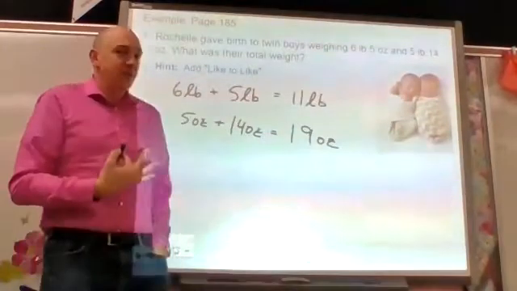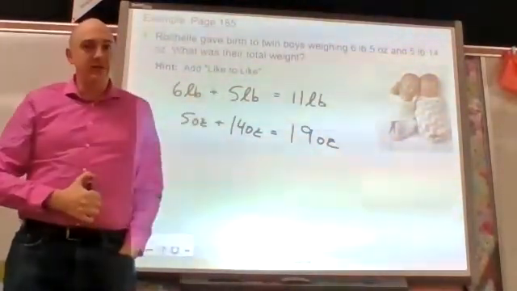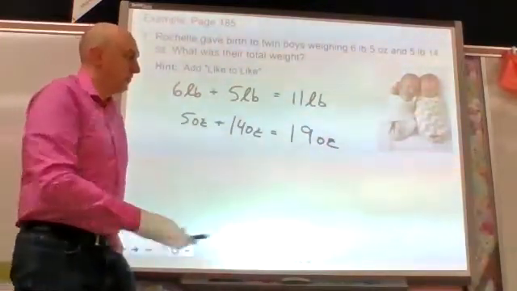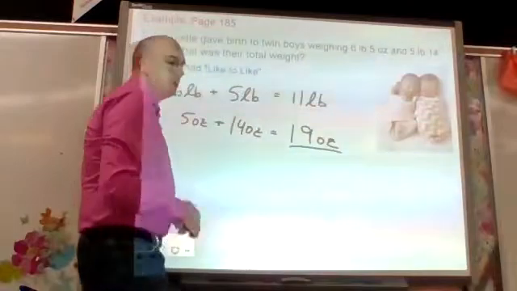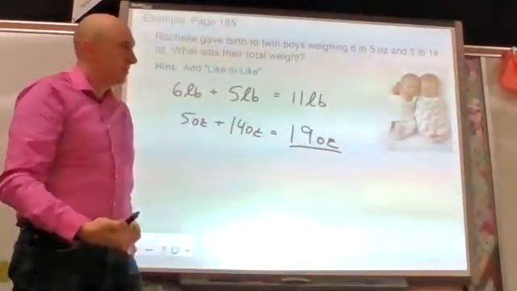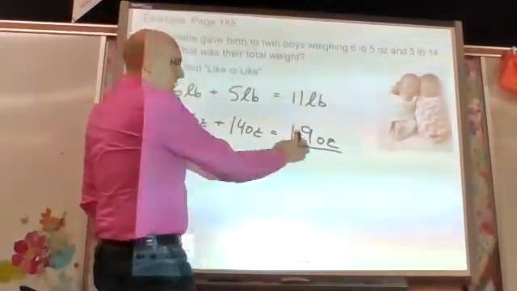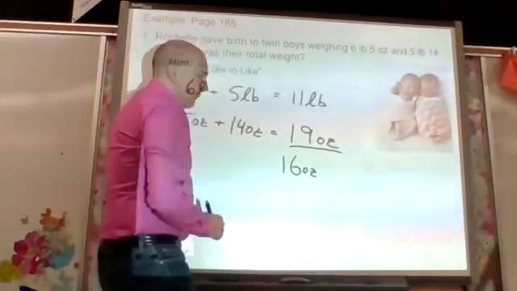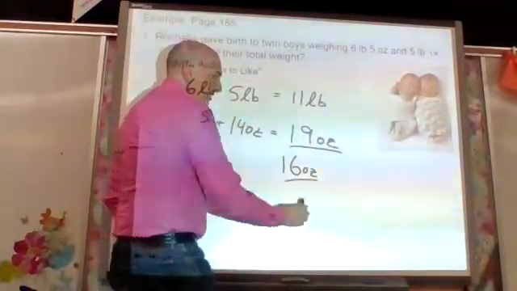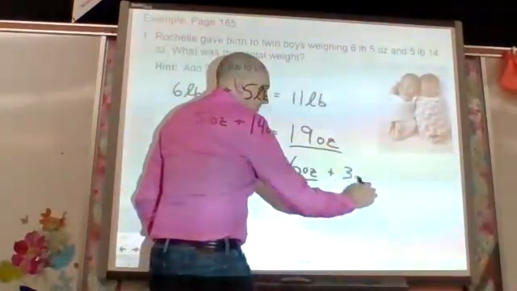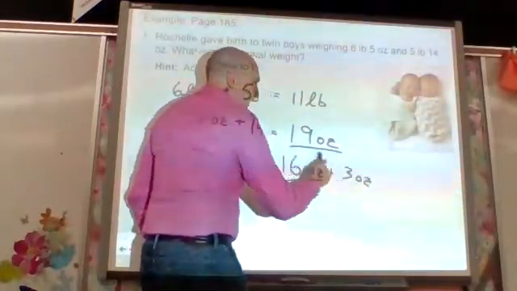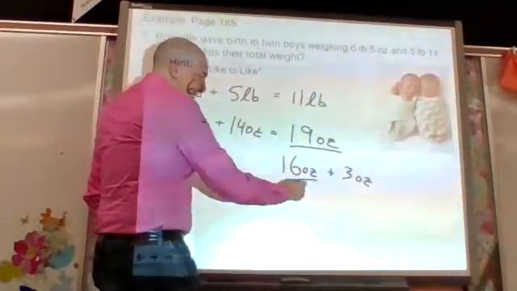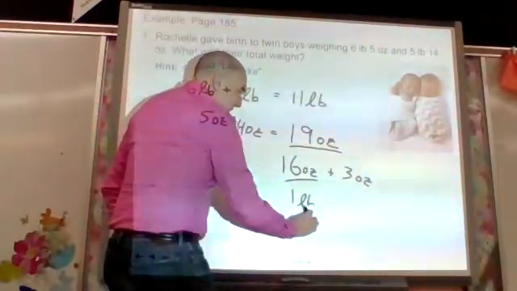Now, the answer isn't just 11 pounds and 19 ounces, because that would be a strange way of expressing it, because 19 ounces is more than 1 pound. So what we can do is split this up into 2 parts. 16 ounces in a pound, right? So that's 16 ounces plus 3 ounces. That's my 19 ounces, right? I just split it into 16 and 3. This 16 ounces is 1 pound.